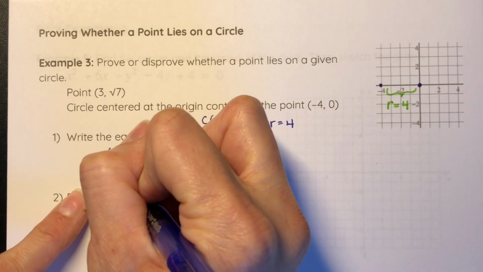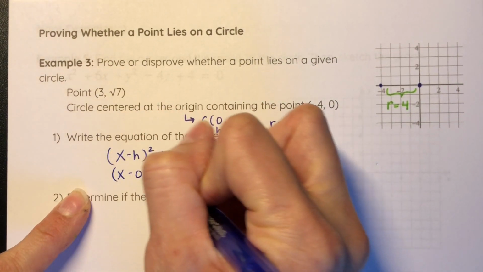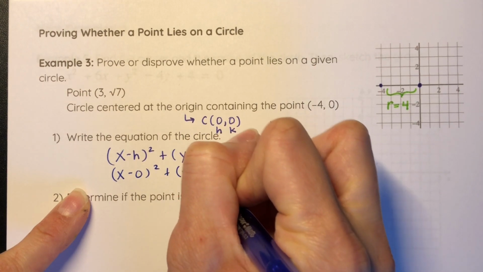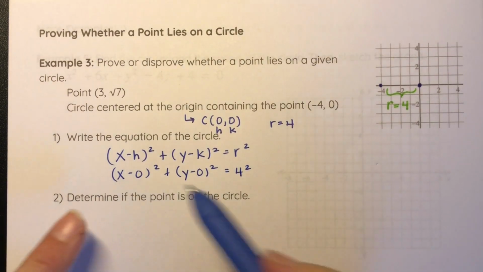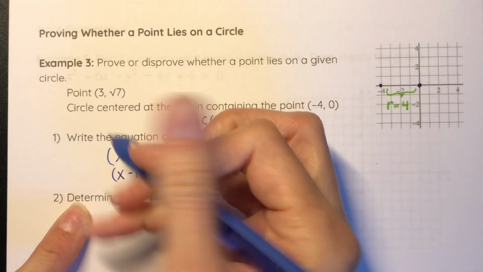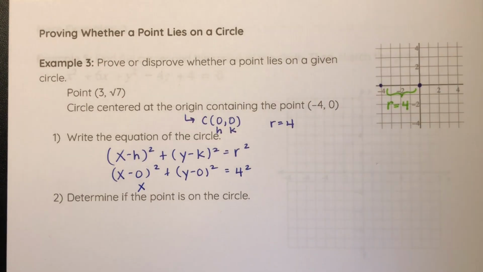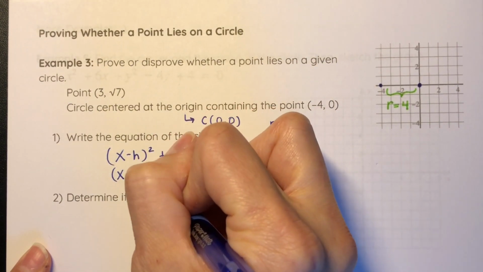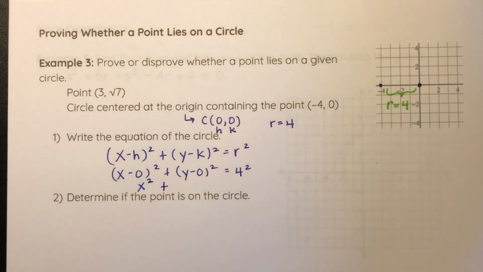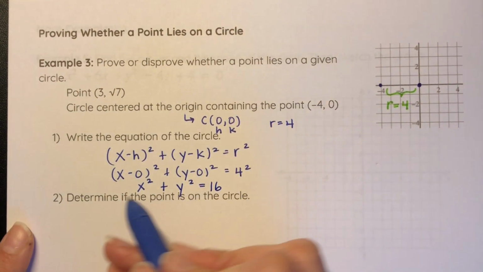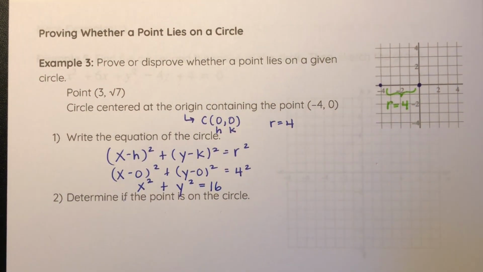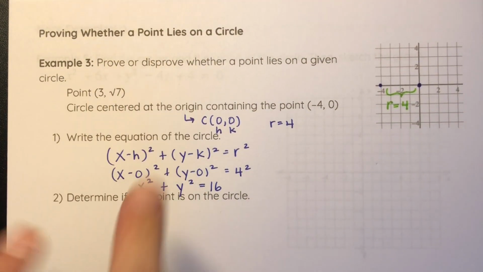So since h and k are both 0, my equation will look a lot more simplified than what you have seen so far. So x minus 0 is just going to be x, and then we square that, so it's x squared. y minus 0 is just y, and then y squared is y squared. And then we had 4 squared is 16. So this is the equation of my circle. Now I have to just figure out, is this point on the circle?